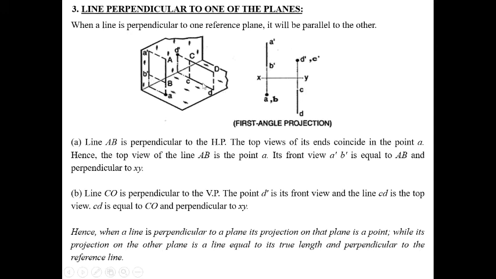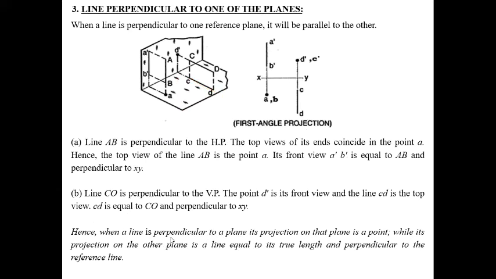If the line is perpendicular to the VP, then its top view will be the line CD, and its front view will be the point CD. And if we rotate the HP, we get this type of projection. According to the XY line, if we rotate it in this direction, this CD portion will be rotated and it will come like this. Clear?